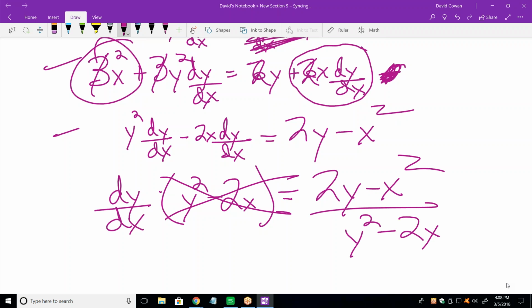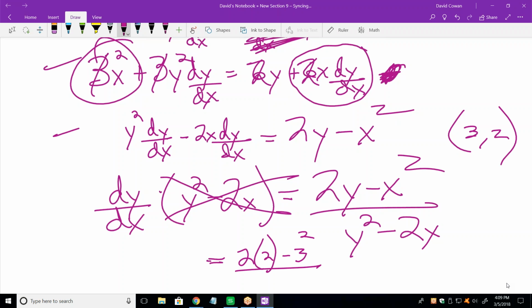And we were evaluating it at what point? 2, 3 or 3, 2? 3, 2. That's easy. So then it's 2 times 2 minus 3 squared, all divided by 2 squared minus 6, which is 4 minus 9, minus 5 in the numerator, 4 minus 6, minus 2 in the denominator. That should be your answer, 5/2.